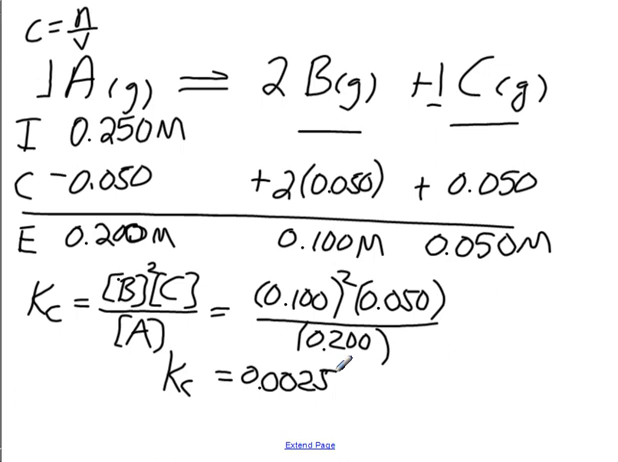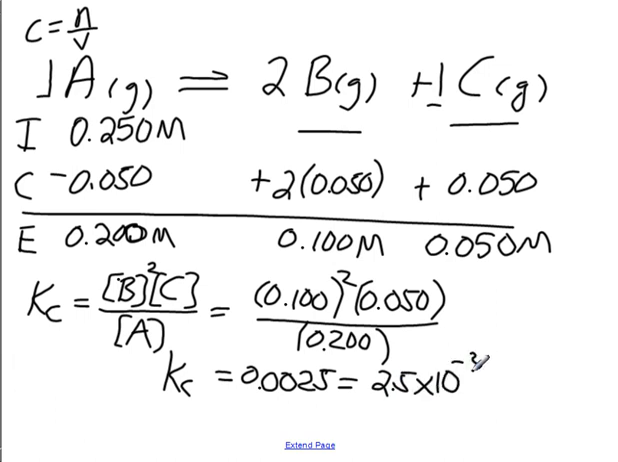The units for Kc are not normally included because they change. In this case, if we did include units, it would be molarity squared if you look carefully at that. But you're generally not going to put units with Kc, so you just leave them out. You could, of course, convert the answer to scientific notation, in which case it would be 2.5 times 10 to the minus 3.